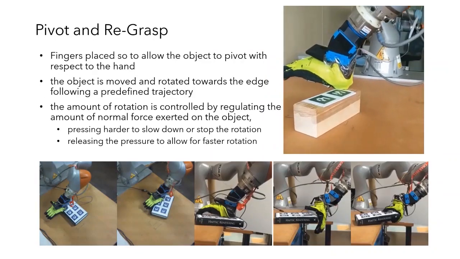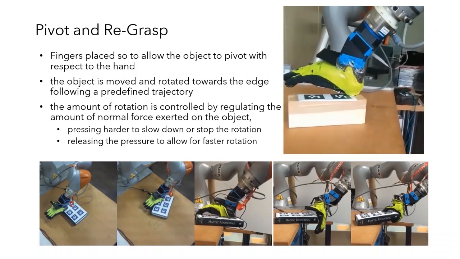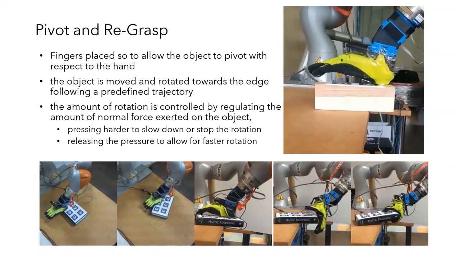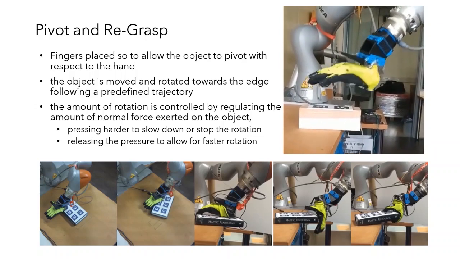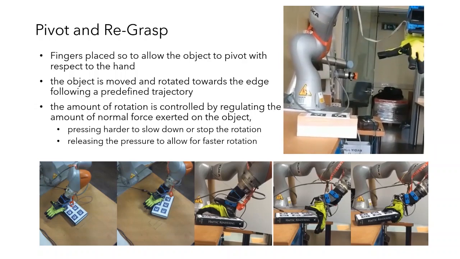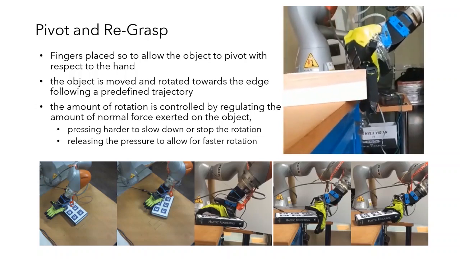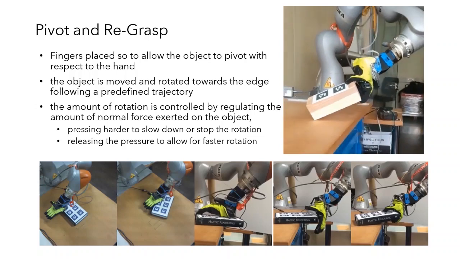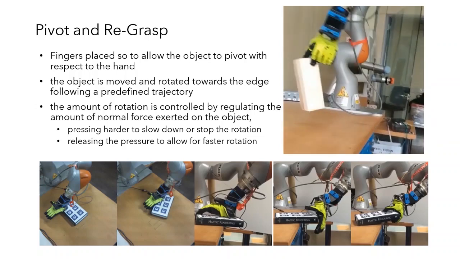In the second strategy, two different motions are combined. In the first one, that is pivoting, the hand is placed over the object so as to allow a rotation of the object with respect to the hand. The more the hand presses the object, the less the object moves. So based on this, the object is dragged toward the edge of the table in a desired configuration. After that, the hand can be placed in order to grasp the object. So this is the regrasping phase.